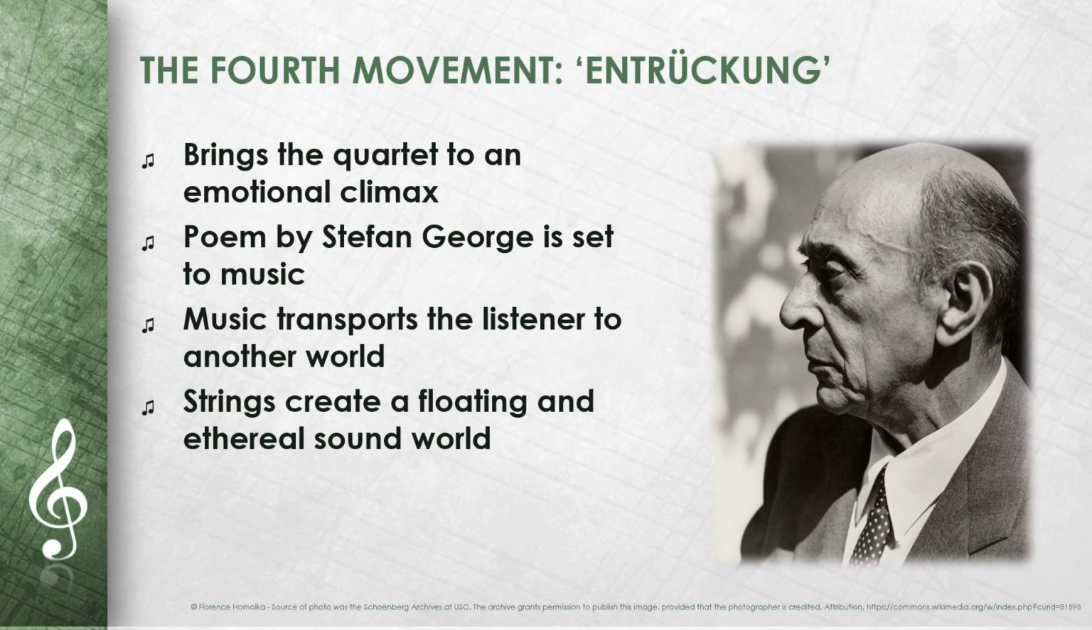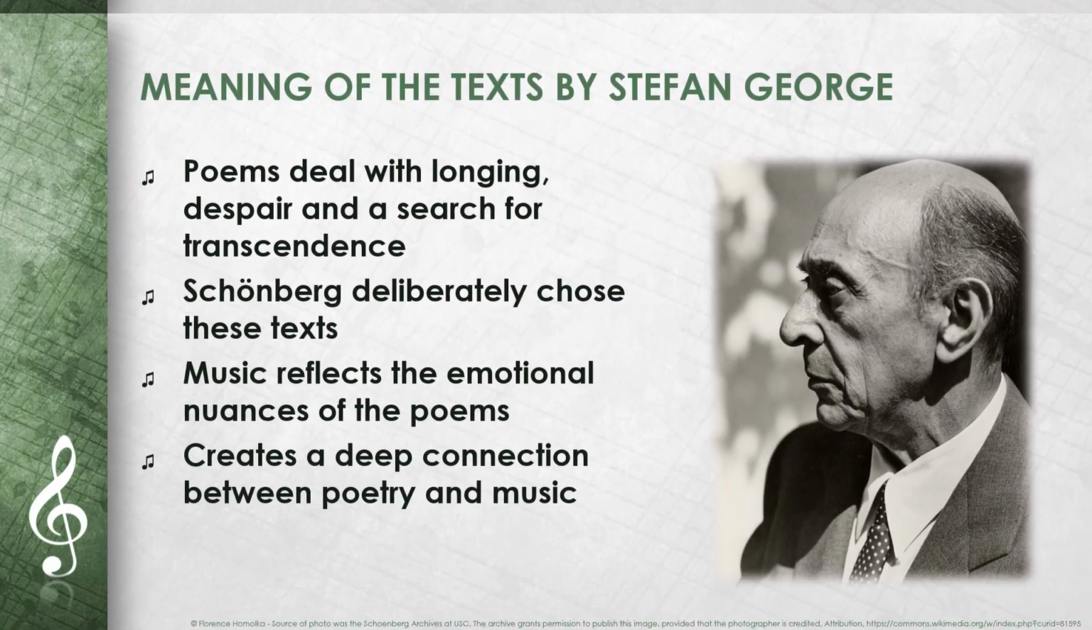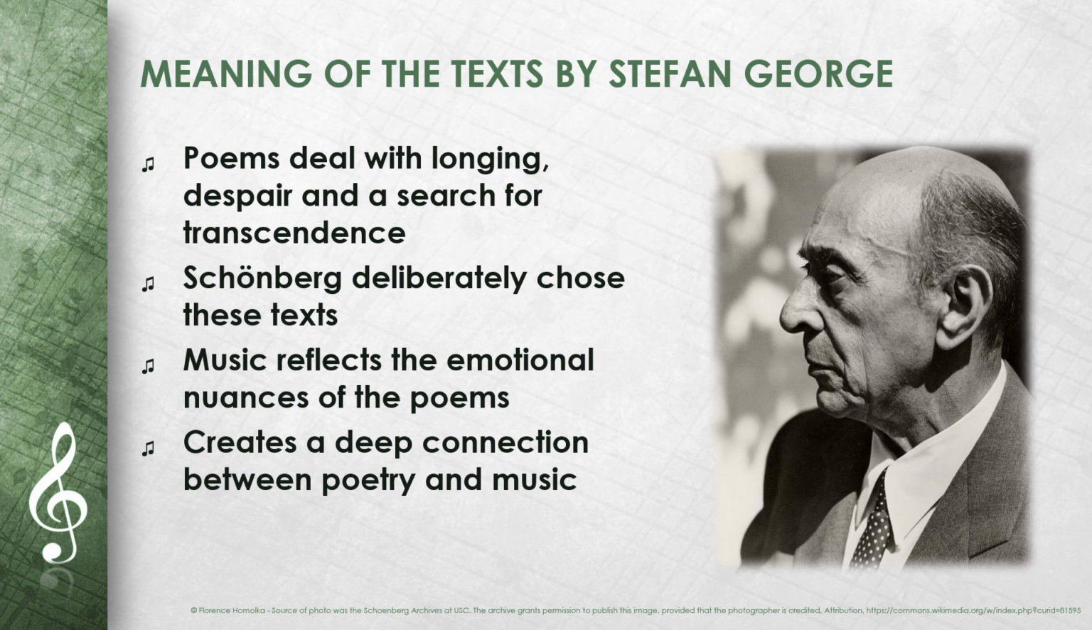The fourth movement, Rapture, brings the emotional climax of the quartet. Poems of Stefan George play a central role in this work. In this poem they deal with longing, despair, and a search for transcendence. It transports the listener to another world. Schoenberg deliberately chose these poems; the soprano sings of a rapture into a higher sphere. The music reflects the emotional nuances of the poems in an ethereal world of sound. This creates a deep connection between poetry and music.